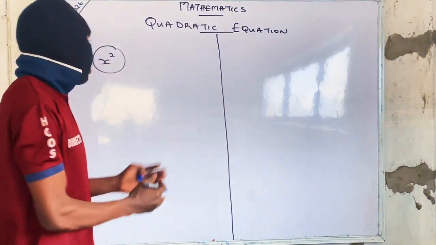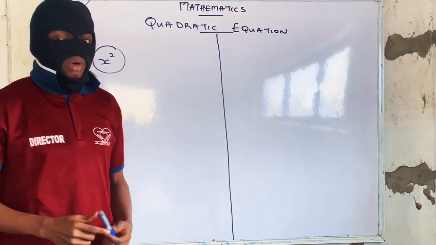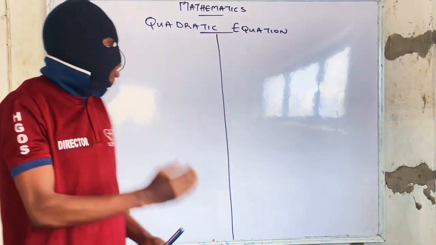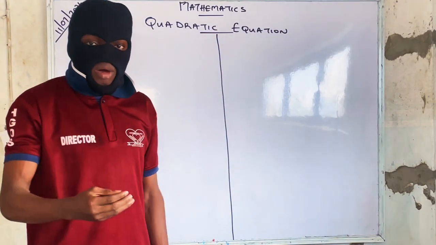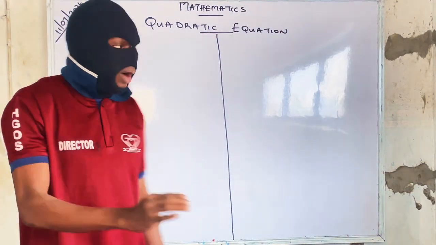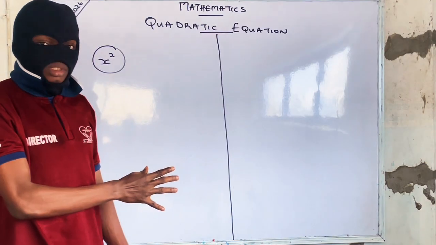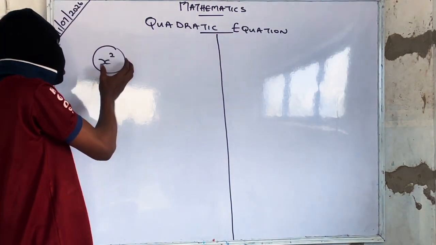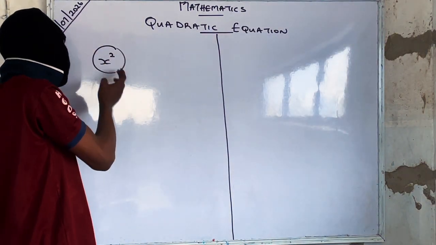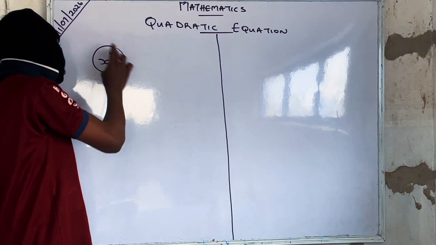The reason I didn't call it a quadratic equation is because I have not put my equals to. If I put my equals to, then it has become a quadratic equation. But for now, it's still an expression. Now, this time you are going to know that this is a quadratic expression because the highest power is 2.